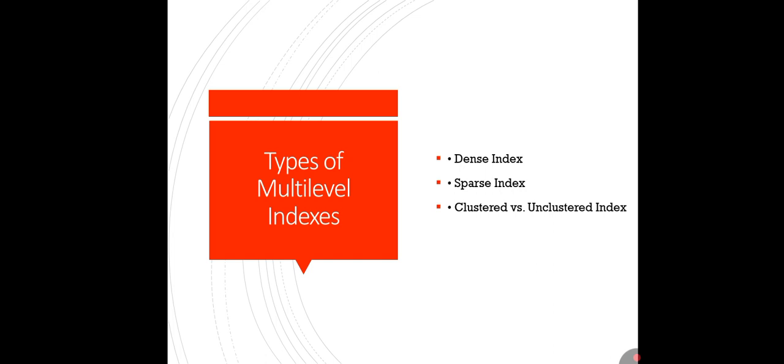Types of multi-level index. There are different ways to structure a multi-level index. Dense index: every search key has an entry. Sparse index: only one entry per block. We also have clustered index: the data is physically ordered based on the index. Unclustered index: the data remains unordered. These can be combined in a multi-level index depending on the use case.